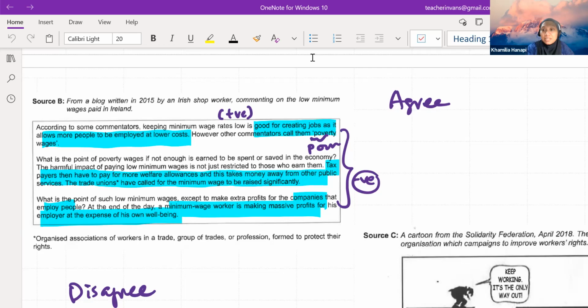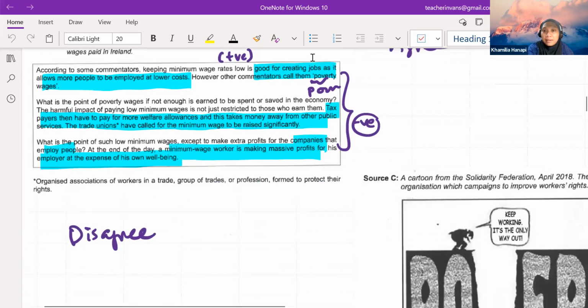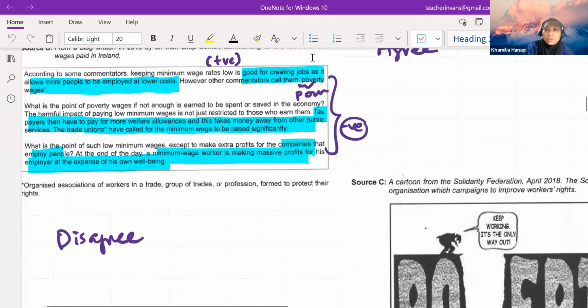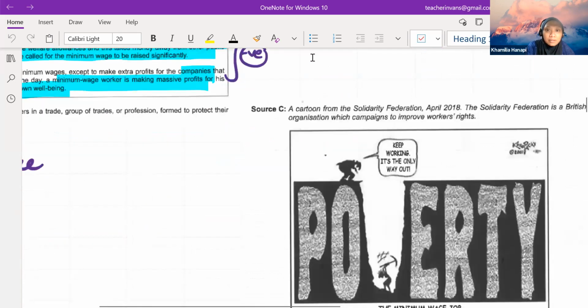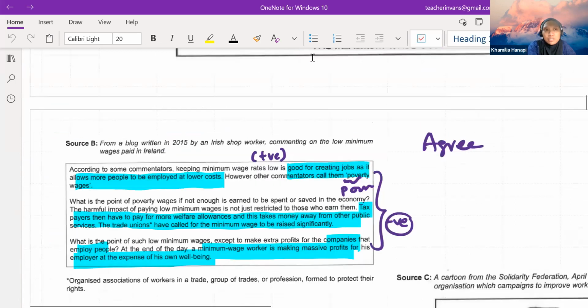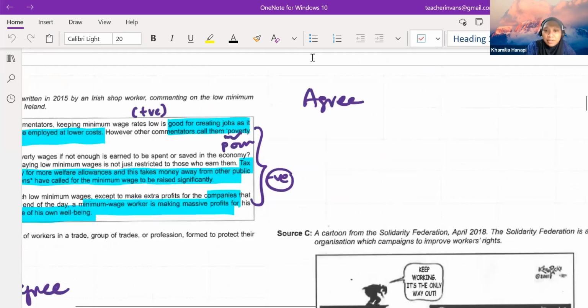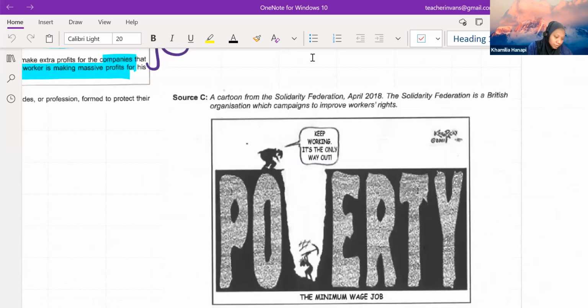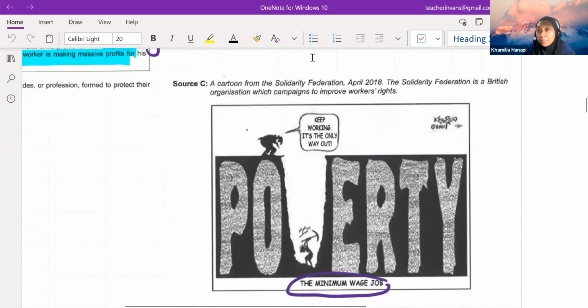And then let's look at source C. Source C is by, again, a British organization which campaigns to improve workers' rights. This one is just basically an Irish worker, a normal shop worker. But if you look very carefully here, it says poverty, keep working is the only way out. You can see that even if the people who employ you actually pay you a minimum wage, is the minimum wage enough? It's not. It is not enough. And because it is not enough, they are still stuck in poverty.